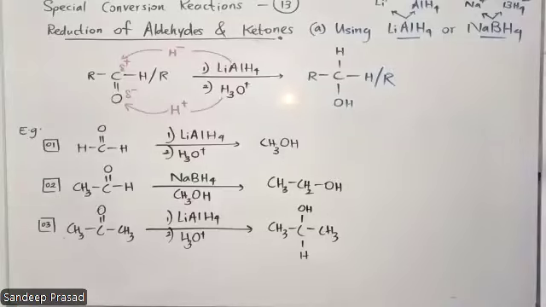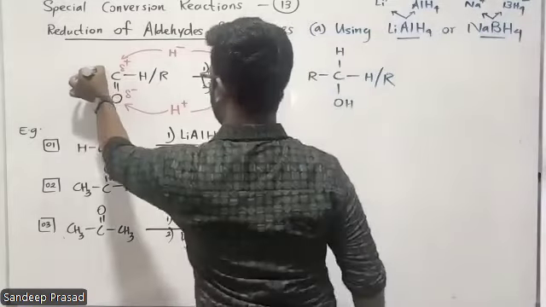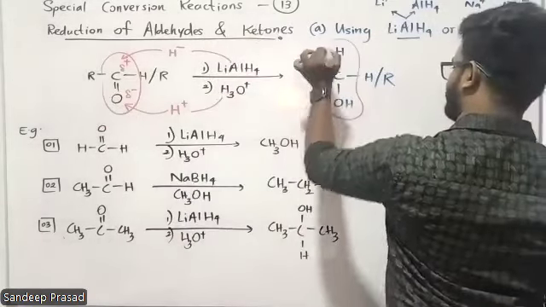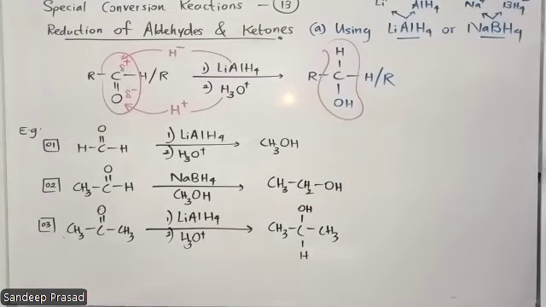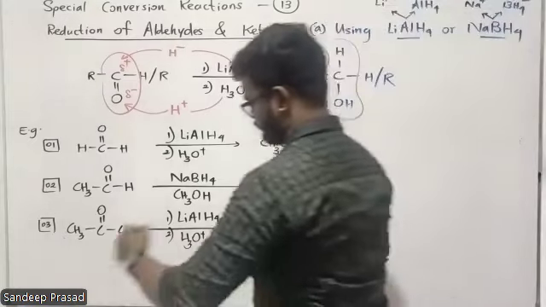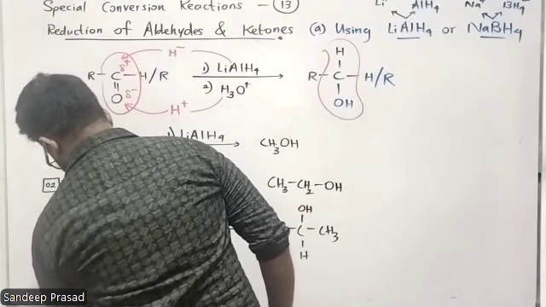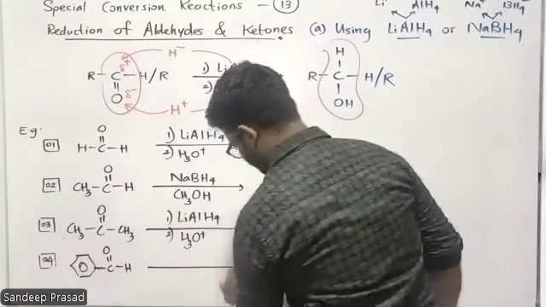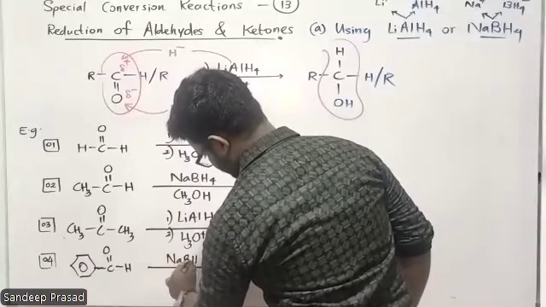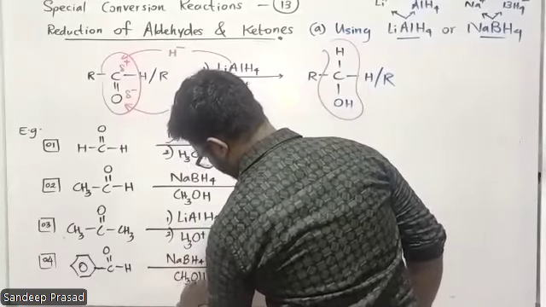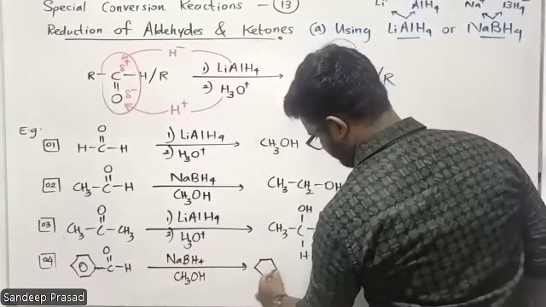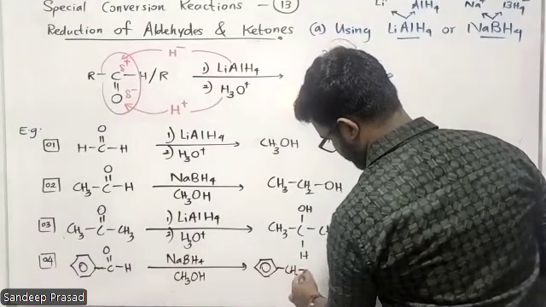Right. So ultimately you can understand that here the C double bond O group is converted into a CHOH group. Okay, that's what happened. Number 4, benzaldehyde. Let me add here sodium borohydride with methanol, producing CH2OH.